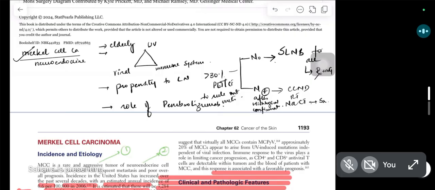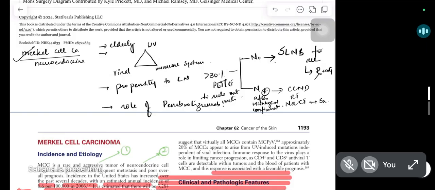So that is why lymph node assessment is needed, and metastasis you have to rule out with a mandatory PET scan, and SLNB is mandatory for all stages. SLNB will guide you on the adjuvant treatment. If it is N plus, then you can do surgical treatment, radiation, or you can give neoadjuvant therapy and resort to surgical resection. So there is a role for immunotherapy also in Merkel cell.